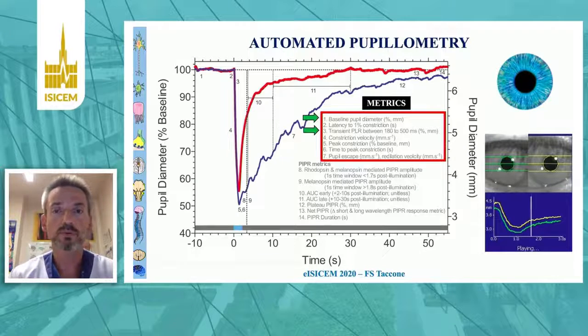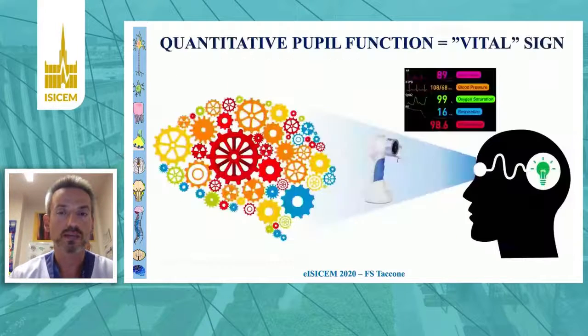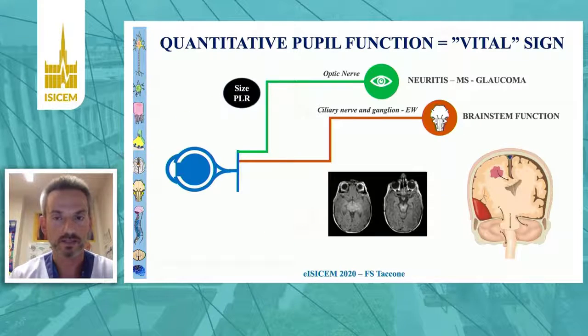The other point is that pupillometry can give you a lot of additional information. For example, the rate of constriction of size reduction, the velocity of constriction, the velocity of dilation, and can give you so many information on the quality of pupillary function that you can really look at the pupils as a quantitative value, as we have for heart rate, blood pressure, oxygenation, and then pupillary function can become a vital sign we use continuously or almost continuously at the bedside.